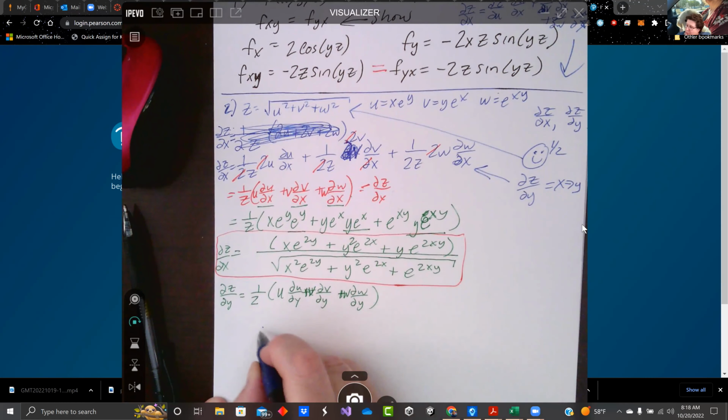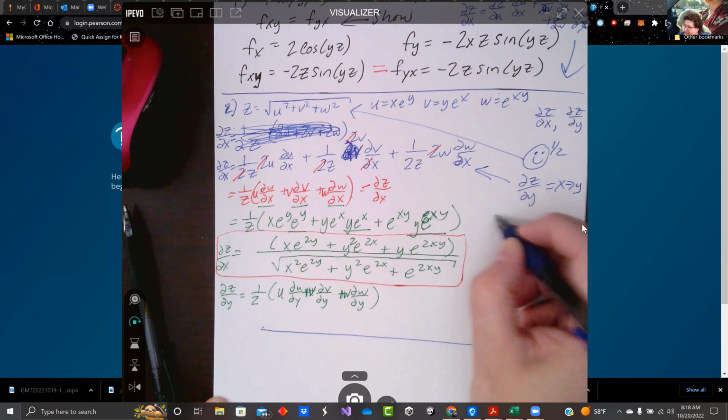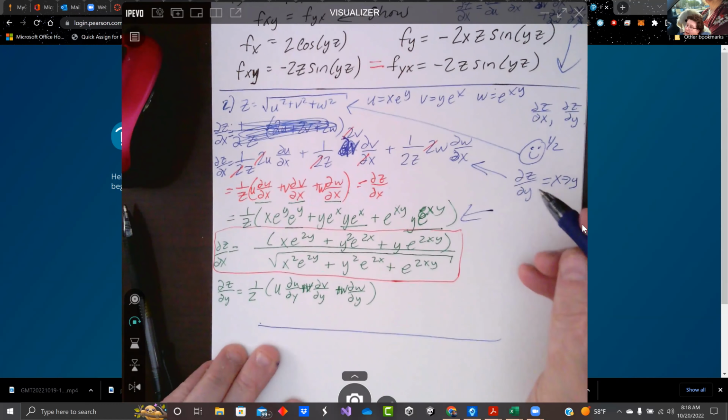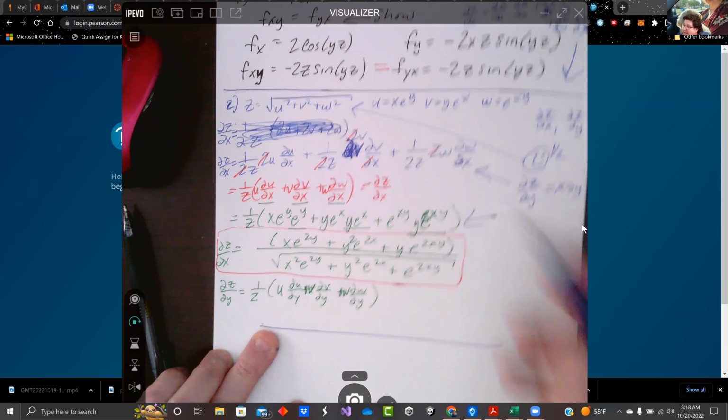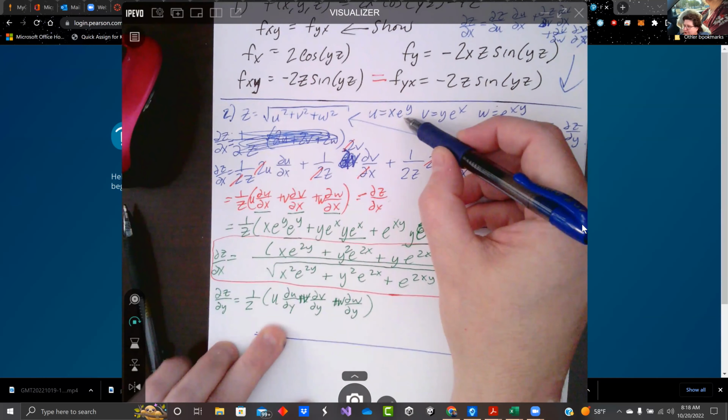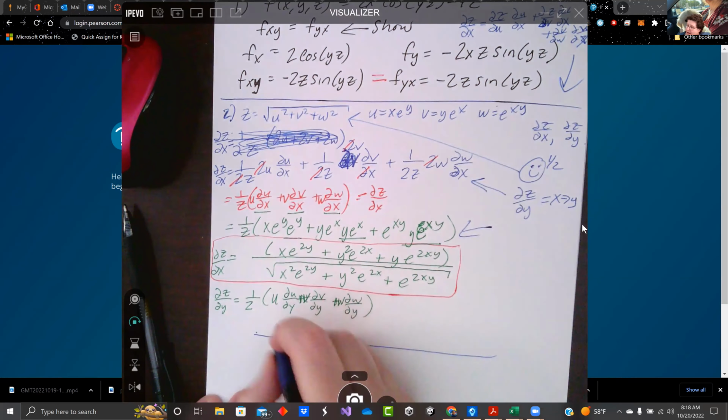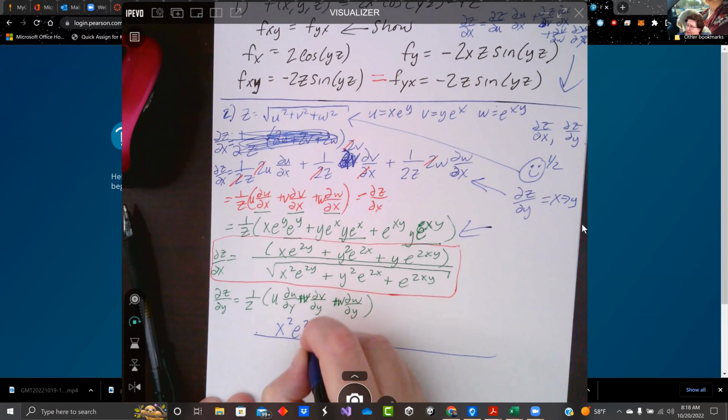So this time I'm going to speed up the top. I'm not going to write this step. This step is a little tedious right now. So when I do u, I've got x e to the y, and du dy is the same. I should end up with x squared e to the 2y there.